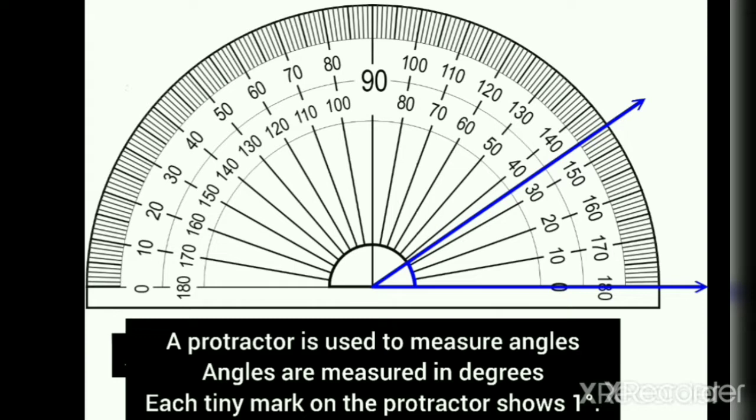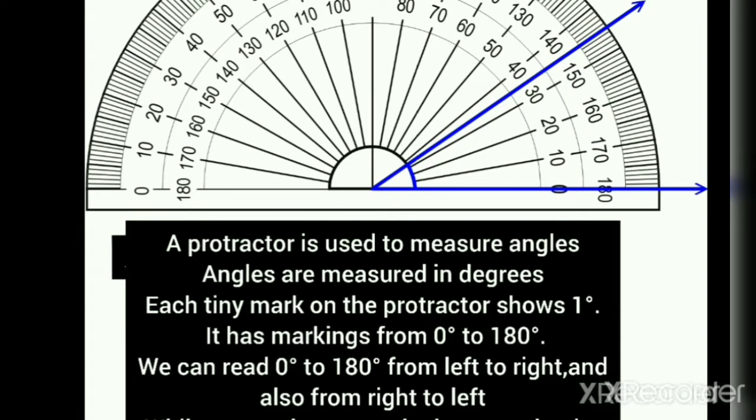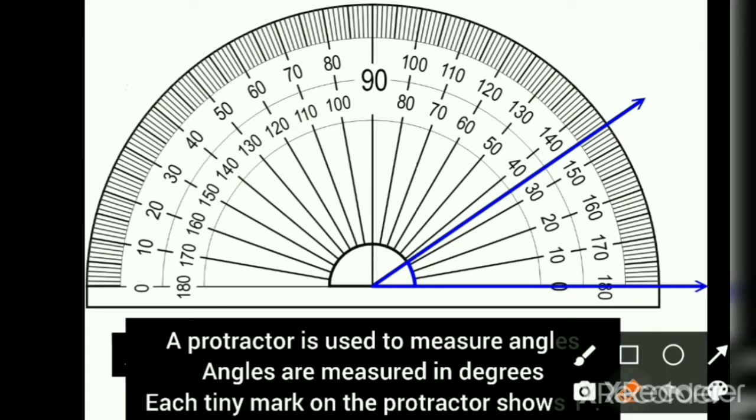Before that, each tiny mark on the protractor shows 1 degree. So each line on the protractor is 1 degree. Clear children? Now it has markings from 0 degree to 180 degree. You can see the markings from 0 to 180 degree. So this is called degree.